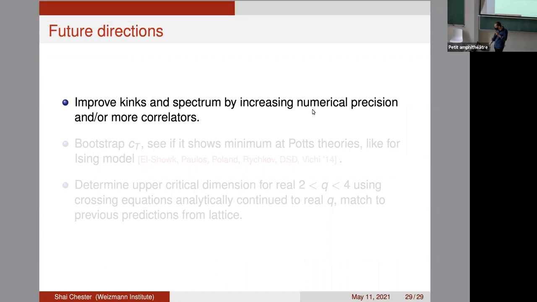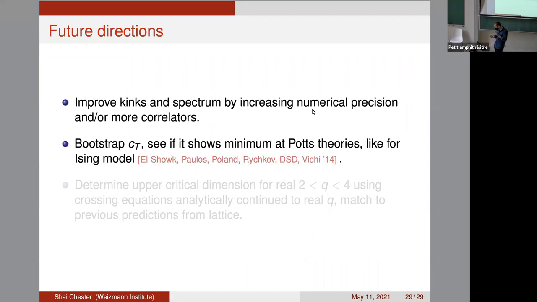So for future directions, because it's a work in progress, of course, there are many future directions. We want to improve the kinks in the spectrum by increasing numerical precision and looking at more correlators. Something I didn't talk about at all is that usually in the bootstrap, people like to look at the value of the central charge, CT, which above 2 dimensions is defined as the coefficient of the stress tensor two-point function. In other cases, like the Ising model, it was found that CT showed a minimum at the Ising model in the space of all possible D=2 theories. So it'd be interesting if CT also shows a minimum for the Potts model. Now I can say, based on some plots I made 7 years ago, that I think it does, but I haven't looked into that in 7 years. So I need to look into that again.